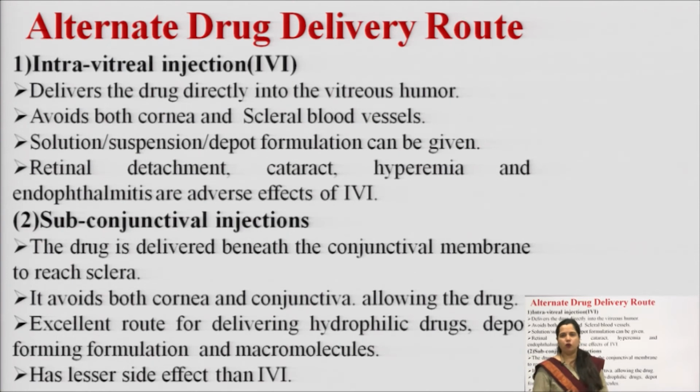Though it can be used as an alternate approach for conventional drug dosage form, it is associated with a variety of problems. As you are putting injection within the eye, the eye is a sensitive region, a sensitive part of the body. If you give this type of injection, you may have different types of sensitivity issues and problems, like cataract, hyperemia, endophthalmitis, inflammation, of using IVI.